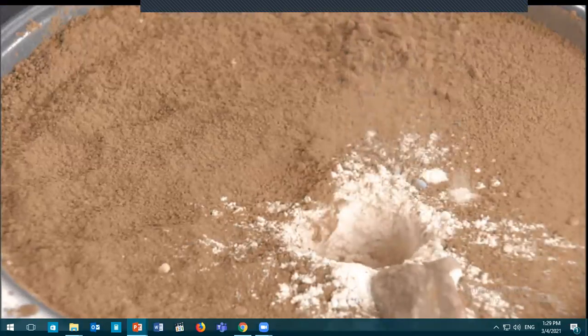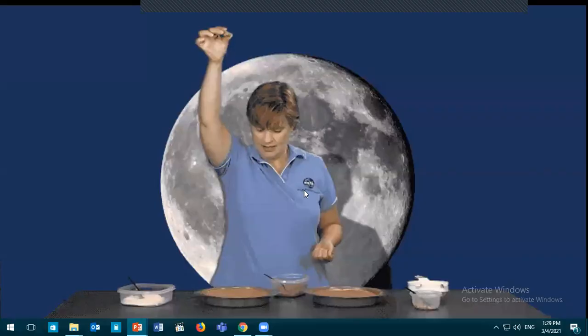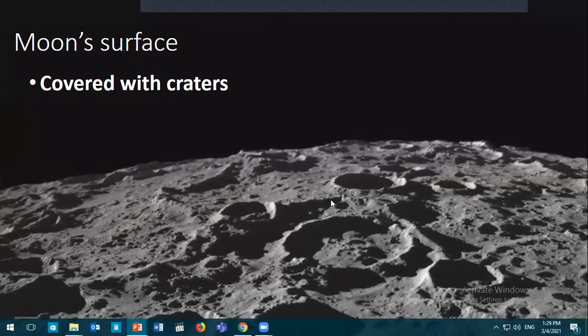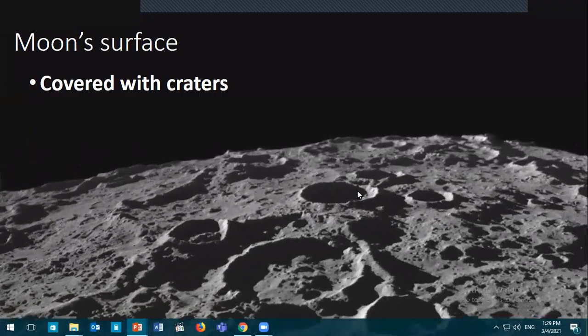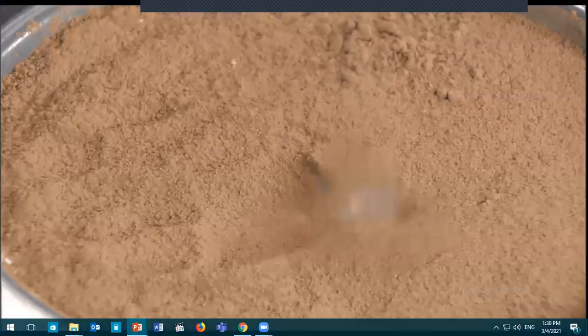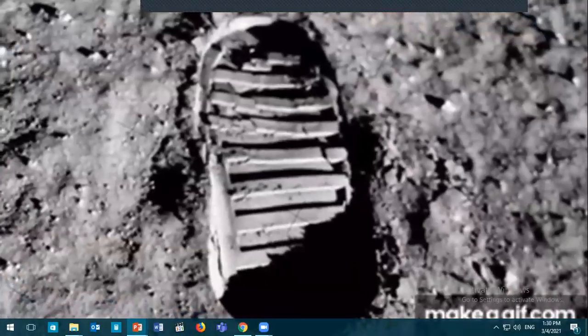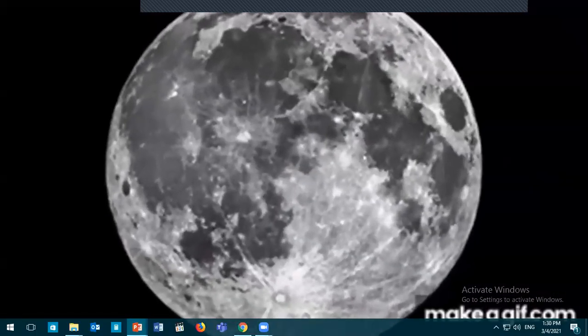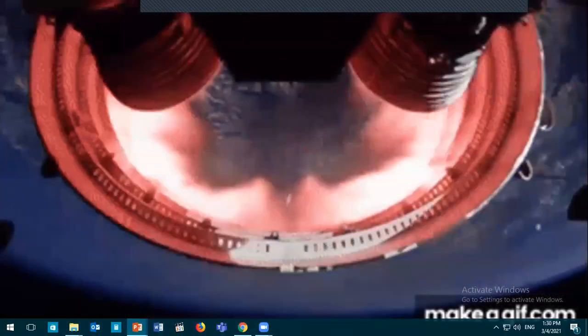If there is wind or water, they will erase all these craters. So how do we know that there is no wind or water over the moon? Because these craters stay there for years. Even the footprints of astronauts are still there. Can you imagine that? How many astronauts have been to the moon?